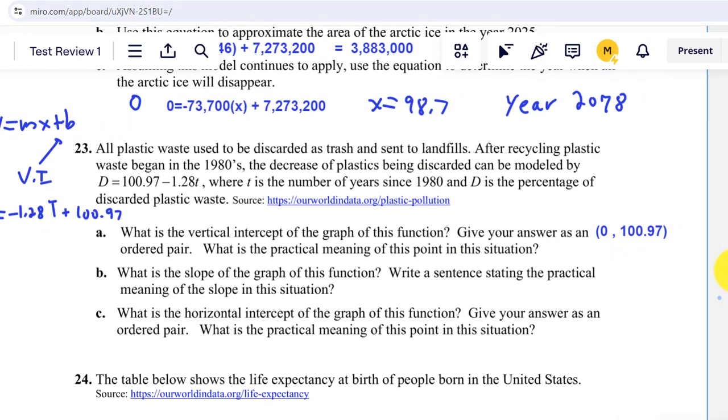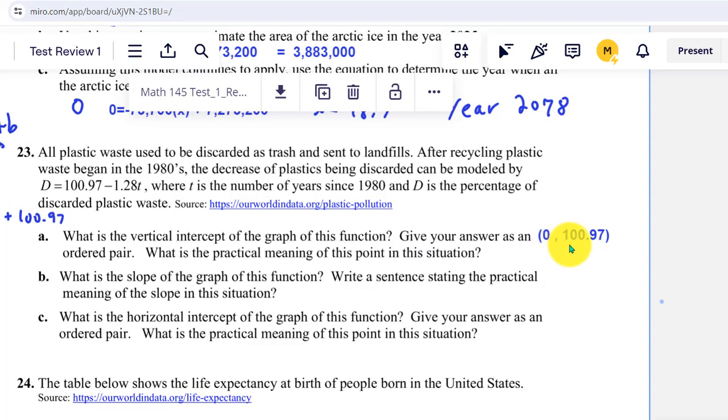So I'll use the typewriter tool. As an ordered pair, it would look something like this: 0, comma, 100.97. And the practical meaning would be that in 1980, 100% of the plastic waste is discarded in landfills. Now you might say, this number is bigger than 100. How can that be? Well, remember, this is just a model, so it's not perfect. But we know we can't have a percent greater than 100. The greatest a percent could be is 100%. So we'd say 100% of the plastic waste was discarded in 1980.